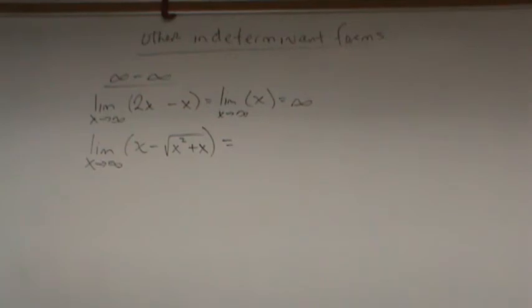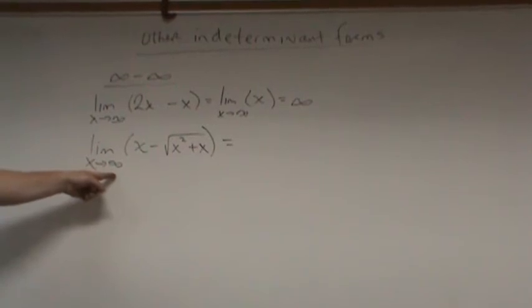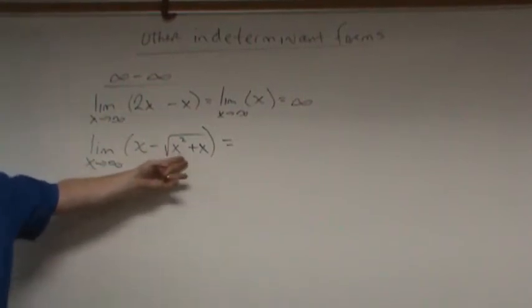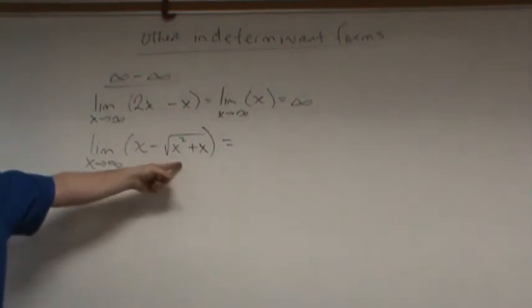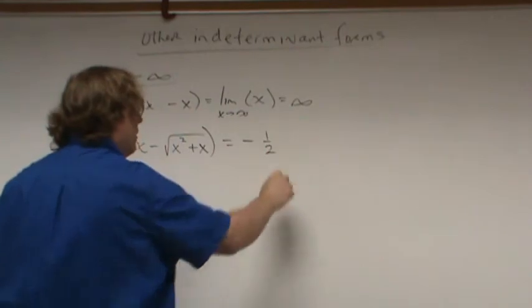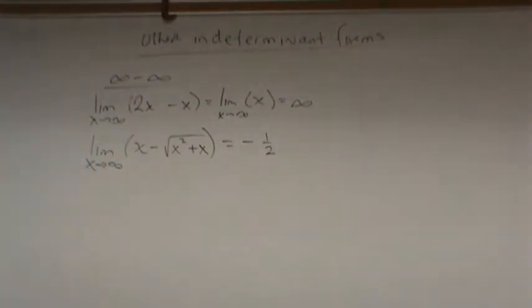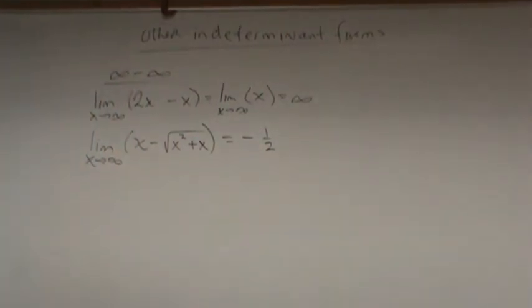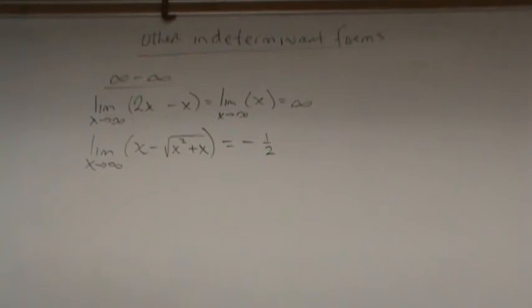Do that on your graphing calculator, plug in a really big number like a billion. You don't have to do it, just trust me. You plug in a million or a billion or a trillion, and you start getting really close to negative a half. Yeah, it ends up being negative a half. So you get this weird situation.